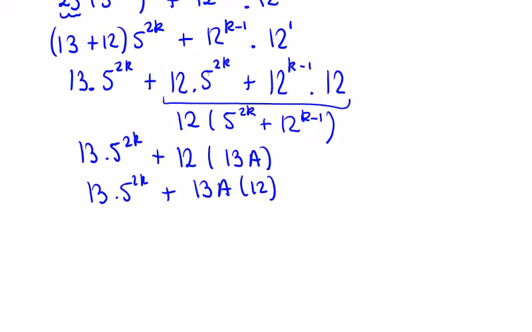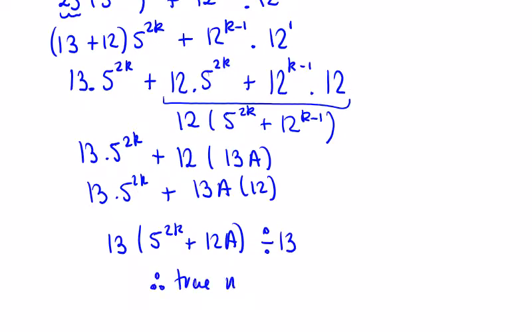So if I factor out my 13, I've got 13 outside, and inside I have 5 to the power of 2k plus 12a, which is divisible by 13, as 13 is a factor of it. Therefore, true for n is equal to k plus 1, and continue on and state that it's true for everything else. And that's the end of proof by divisibility.